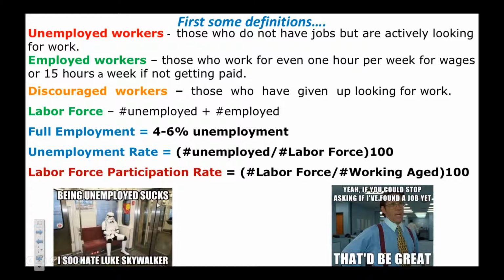The labor force participation rate, this is the number of people that are in the labor force divided by the number of people of working age that are not institutionalized. So the working age part's important enough. We're going to do an example. And then you multiply that by 100 to turn it into a percent. So basically, we're now going to calculate unemployment rates.